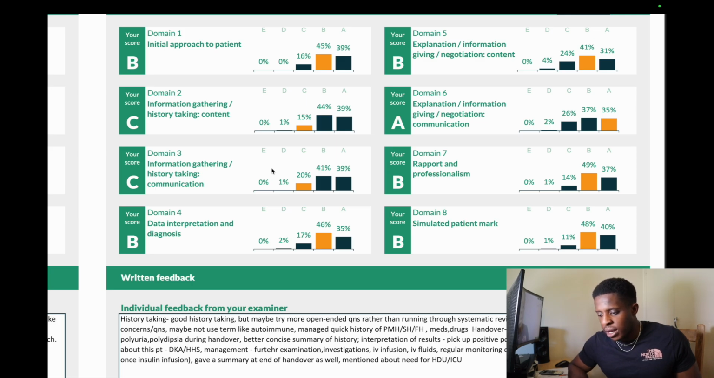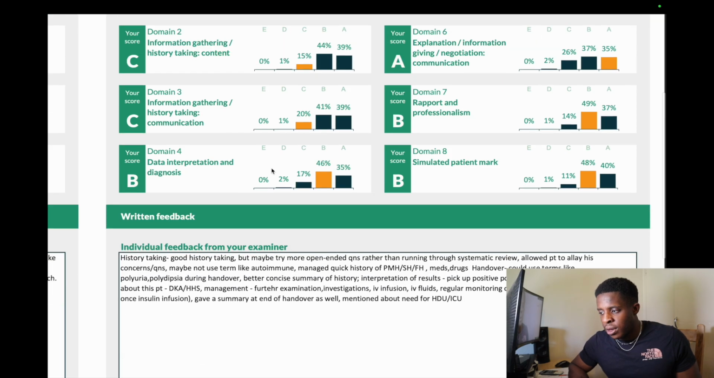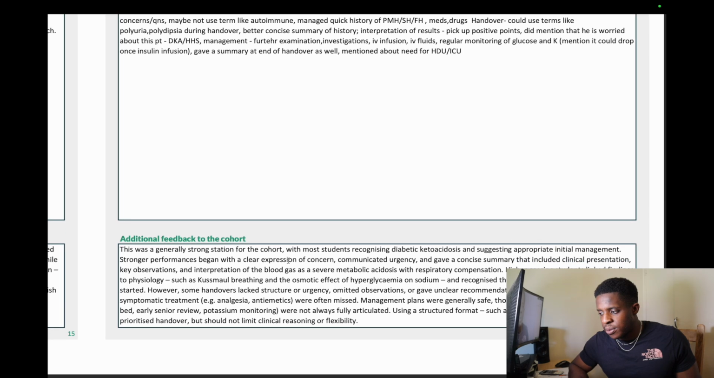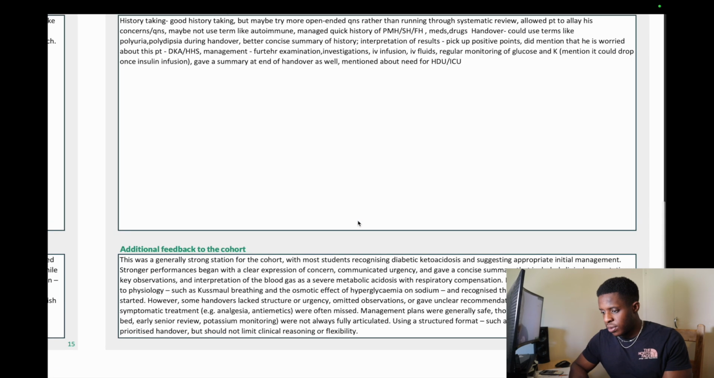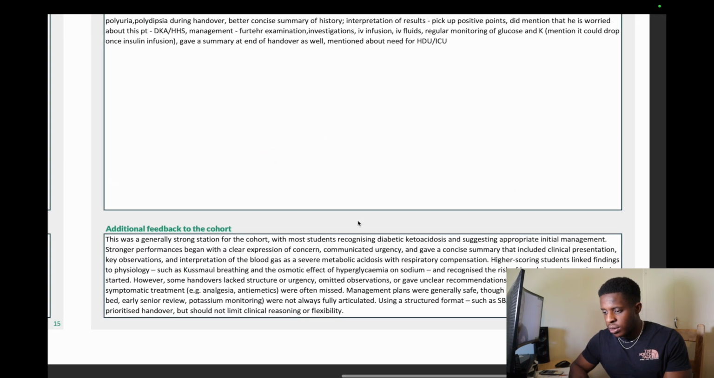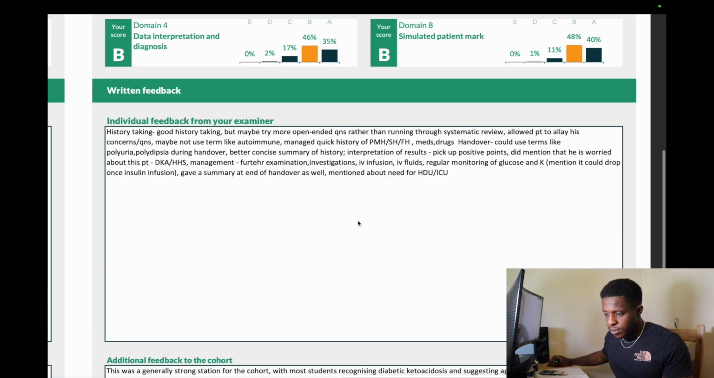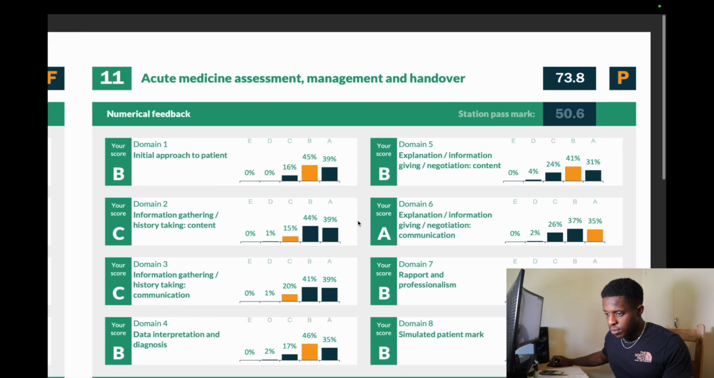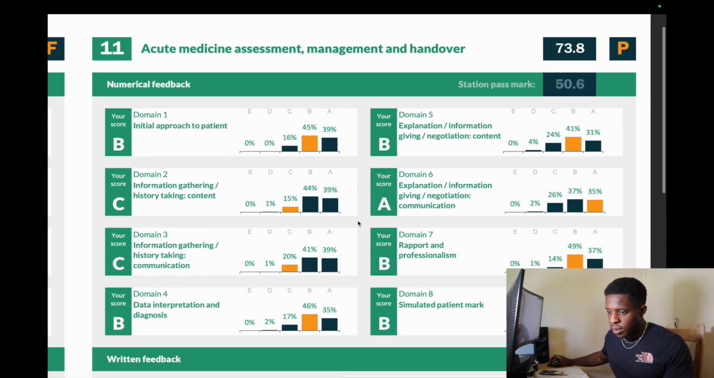And you can read the feedback here from the cohorts. And the last station, which is definitely the worst station, I don't think I've ever gotten a score this low on any of my previous stations. Okay, let me zoom out first. Okay, I don't know what's going on.